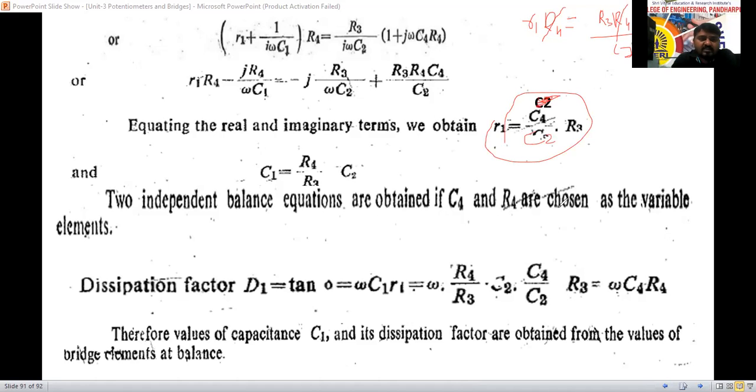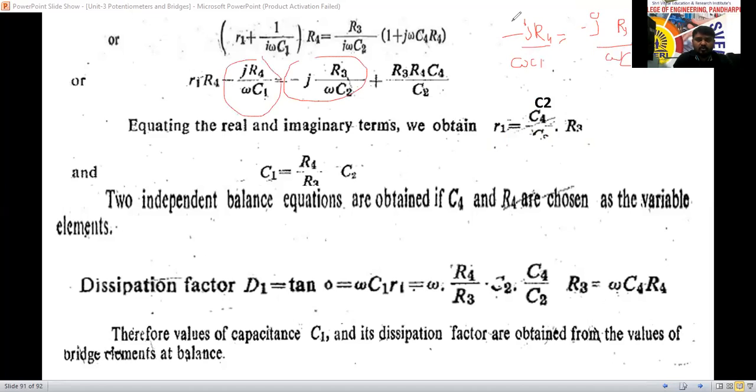So next you consider the imaginary term here now. By considering the imaginary term here, minus j R4 divided by omega C1 equal to minus j R3 divided by omega C2. This is the imaginary term here, no? So minus j gets cancelled here, no? Minus j, minus gets cancelled, and omega, omega get cancelled here.